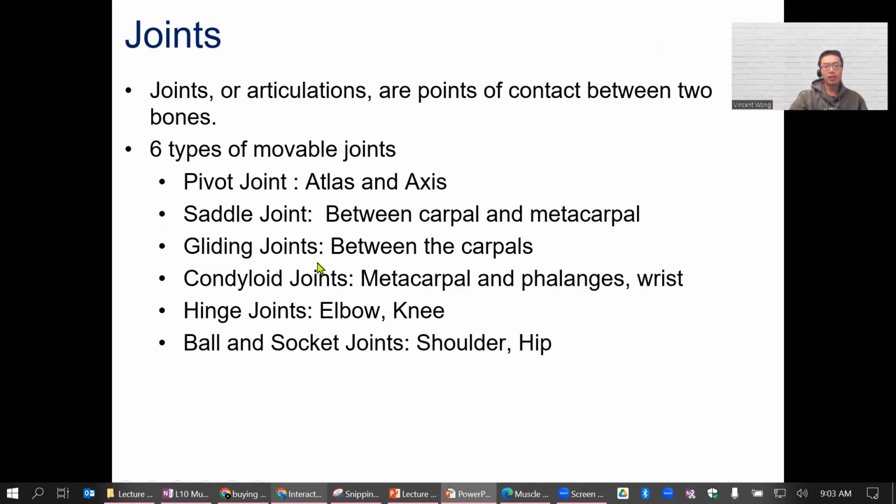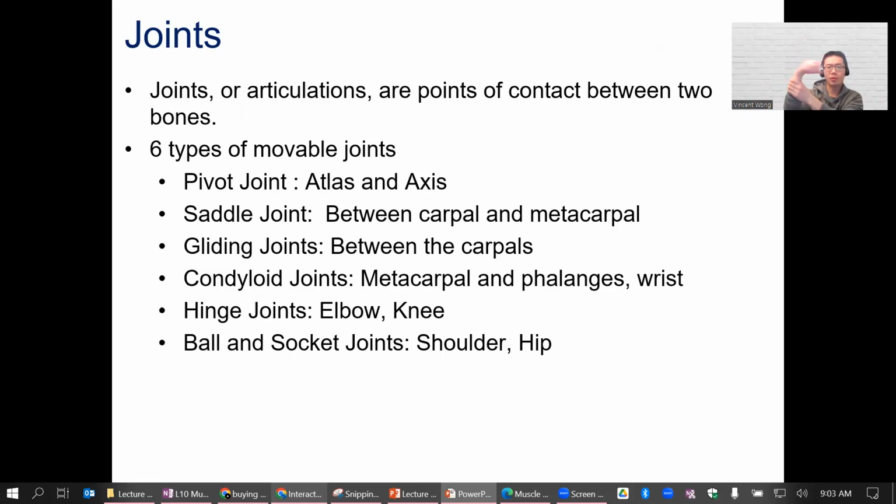Right? Gliding joints are basically two bones that are just side to side, and they have a little bit of rubbing motion going on, gliding motion, if you would. So that is between the carpals. You have 8 of them, really tight here. The wrist bones don't really move, right?